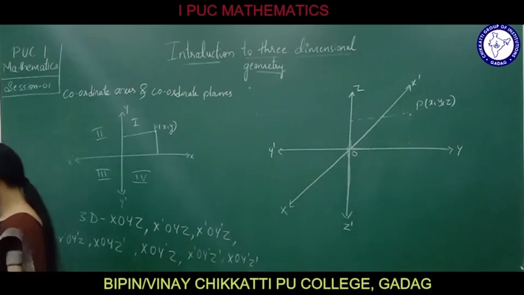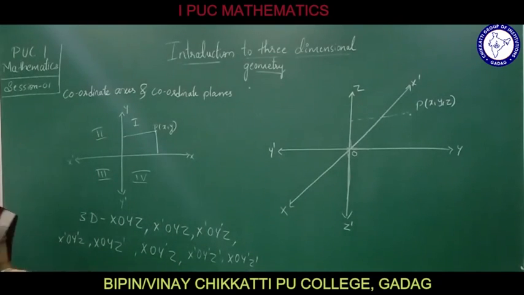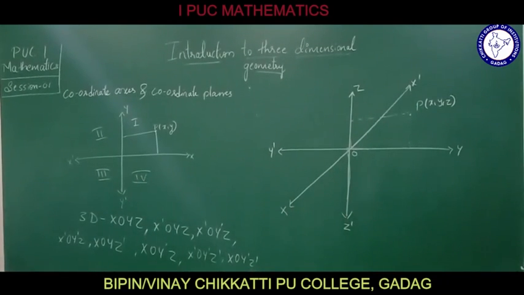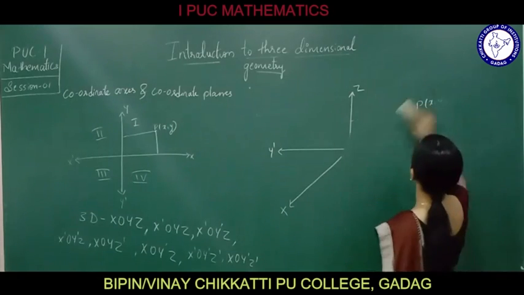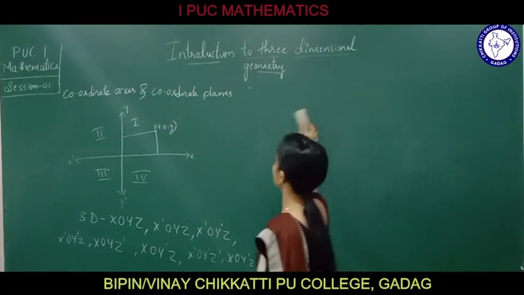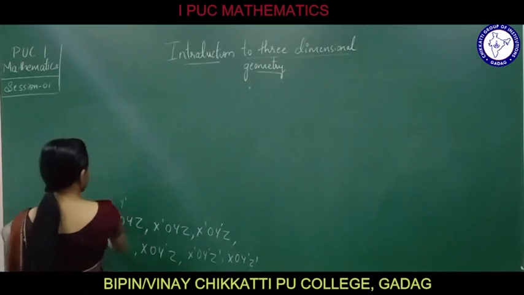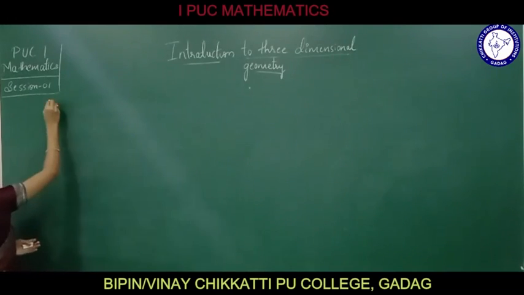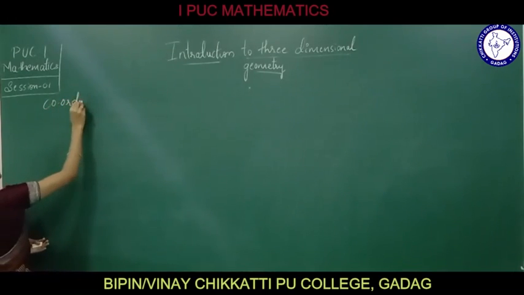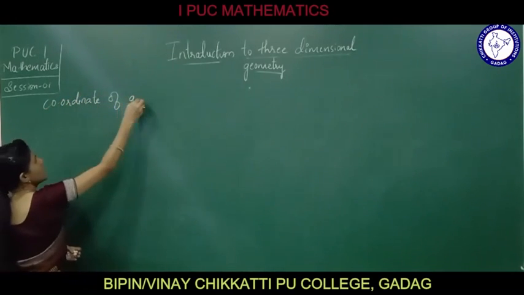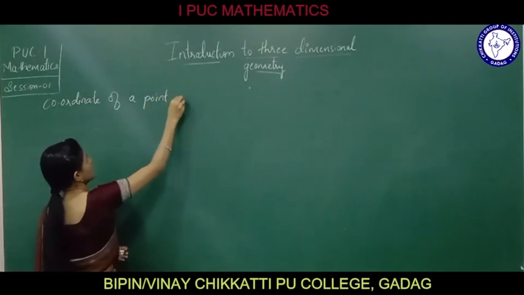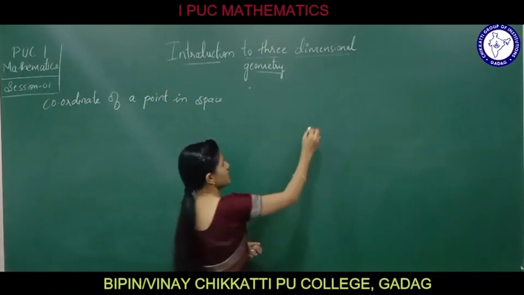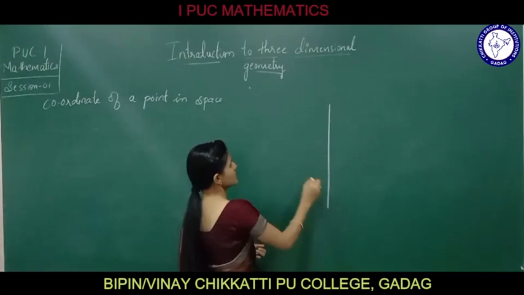Now let us next see about the coordinates of a point in space. How are we going to locate these coordinates? As I said, in space we want X, Y and Z axes, right?